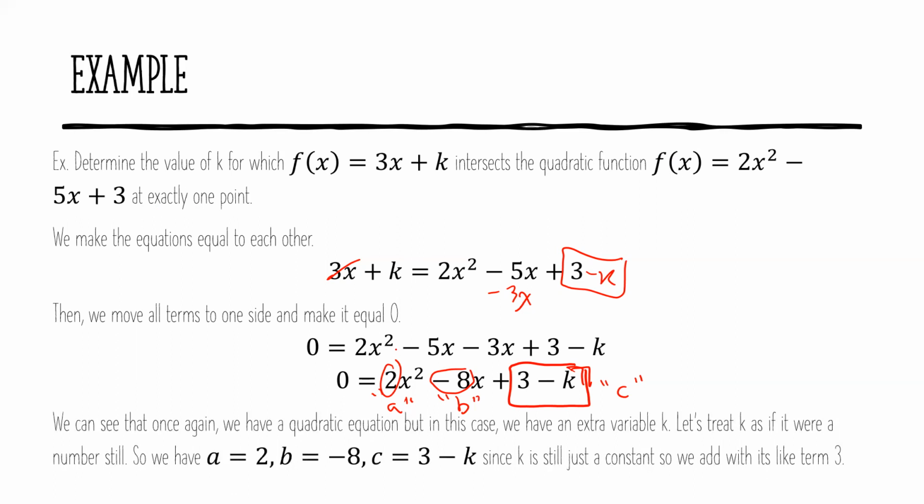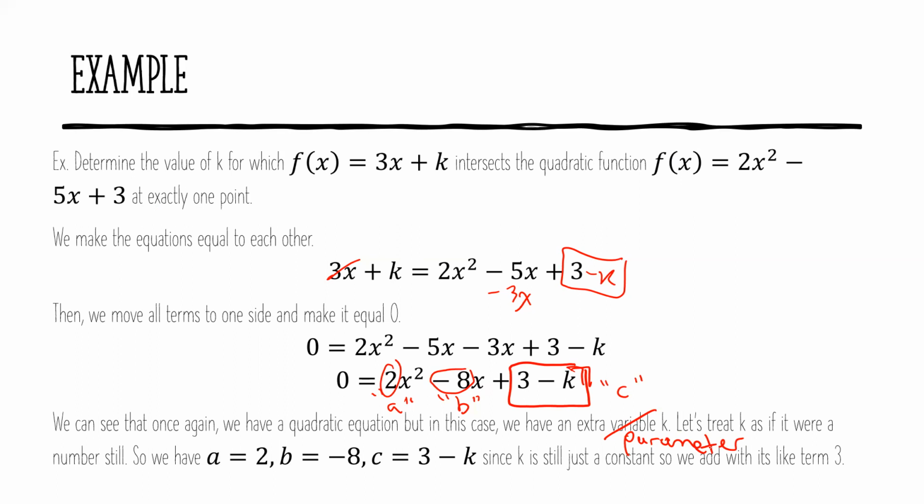So we see once again that we have a quadratic equation, but the only difference is that we have the extra variable k. Even though k seems like a variable, we don't necessarily call it a variable in this case. It has a bit of a special name. It's called a parameter.